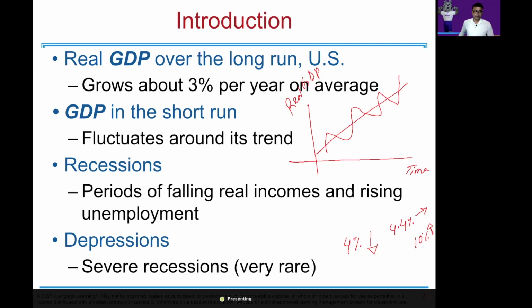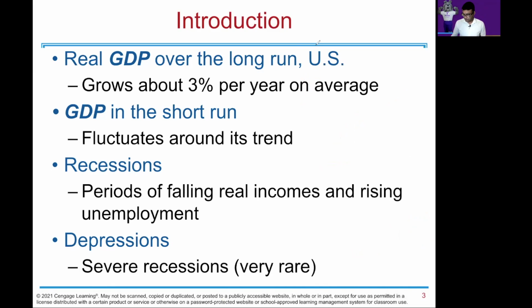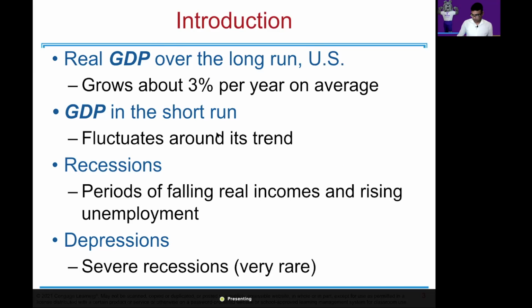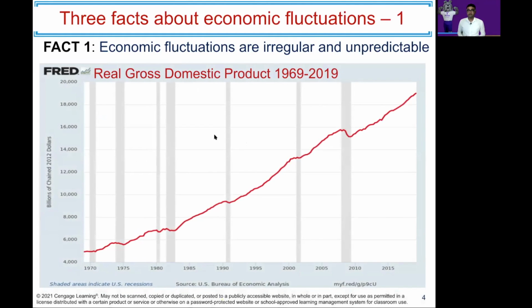Okay, so let's see the GDP fluctuations for the US economy. Three facts about economic fluctuation. Fact one, economic fluctuations are irregular and unpredictable.